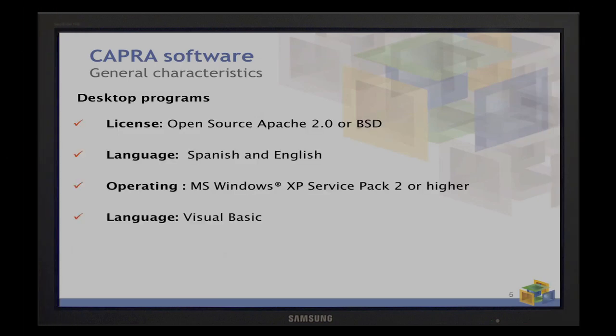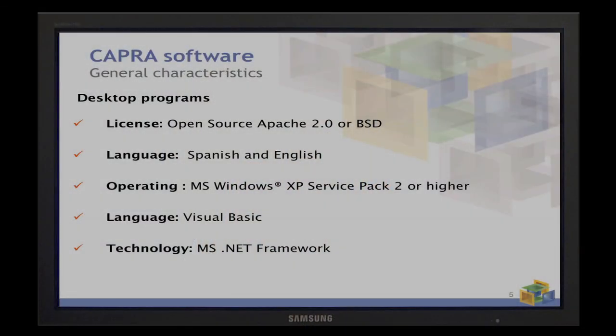All desktop programs have open-source Apache 2.0 licenses, so that the user may use the software for any purpose without commercial applications. All programs are available in Spanish and English. They may be used with the Microsoft Windows XP operating system or higher. They are written in Visual Basic. For all desktop programs, the technology is Microsoft .NET Framework.